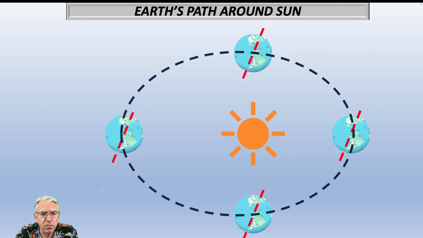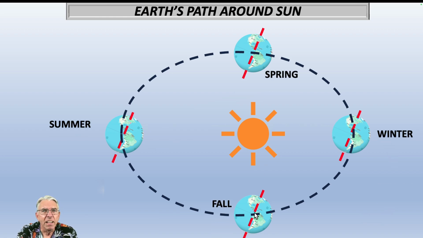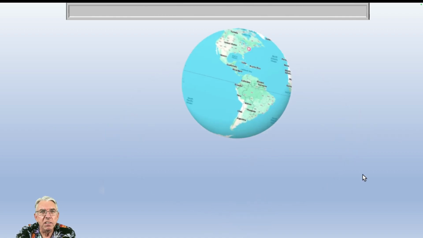As the Earth moves around the sun, you can see that the northern hemisphere is tilted away from the sun here. It's tilted toward the sun here, and it's not tilted either way at this position and this position. So this is the spring and the fall, when the sun is directly overhead at the equator. This is the winter solstice, when the northern hemisphere is tilted away from the sun, and this is the summer solstice, when it is tilted toward the sun.